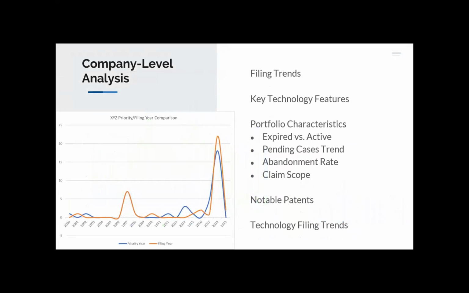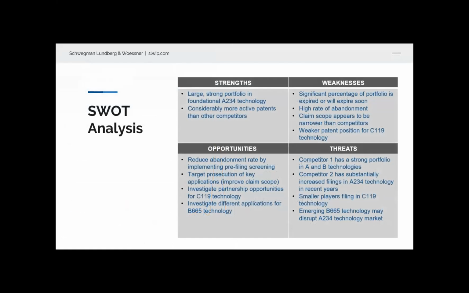Company level analysis can also be useful in providing your final report to your client, looking at filing trends, key technology features, portfolio characteristics, expired versus active, pending case trend, abandonment rate, claim scope, notable patents, and technology filing trends. And I believe that this type of report can be generated from a variety of sources. I think this one came from Anaqua. Next slide. And the SWOT analysis, looking at strengths, weaknesses, opportunities, and threats of a particular portfolio. And this slide was generated by software from Anaqua.